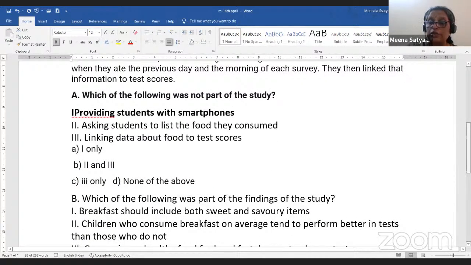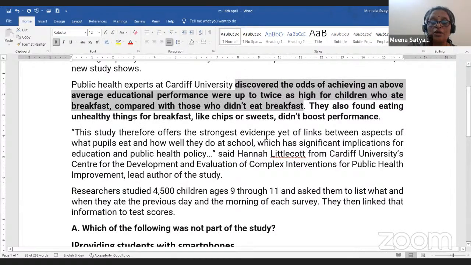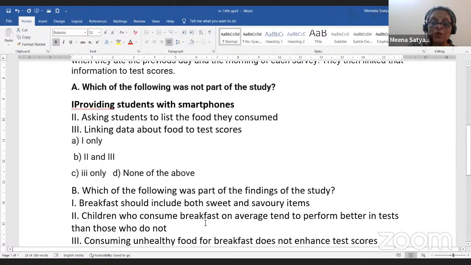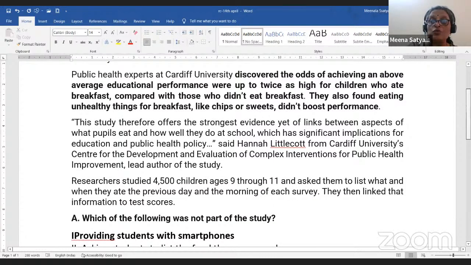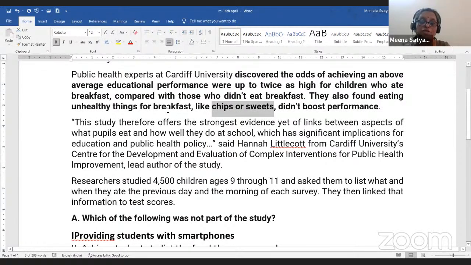Breakfast includes sweet and savory. Children who consume breakfast on average tend to perform better in tests than those who do not. Consuming unhealthy food for breakfast does not enhance test scores, didn't boost performance. So where have they spoken about it should include sweet or savory? They've just used the word healthy. They've used sweets and savory. Yes, they've used sweets and savory. Chips is savory and sweets you have. So they have included that. And then healthy breakfast they've included. Didn't eat breakfast they've included. Unhealthy things like sweets they've included.